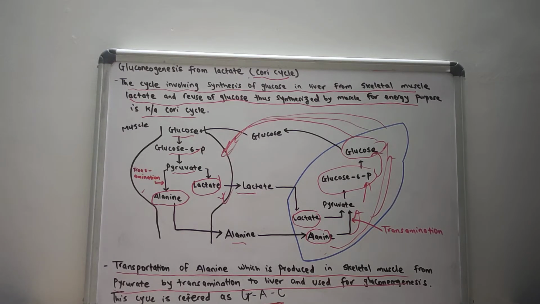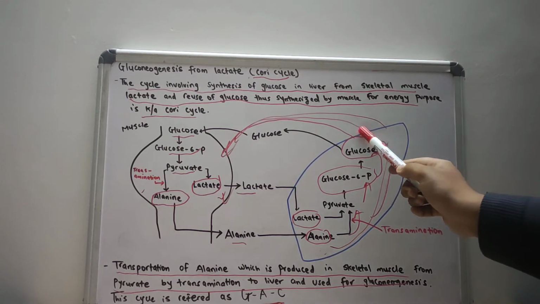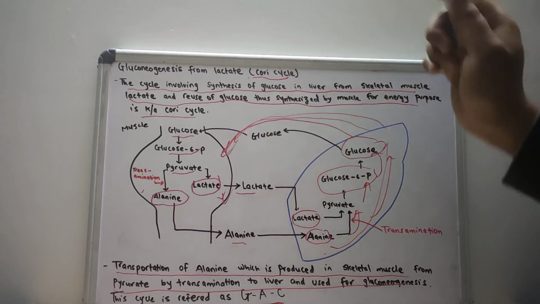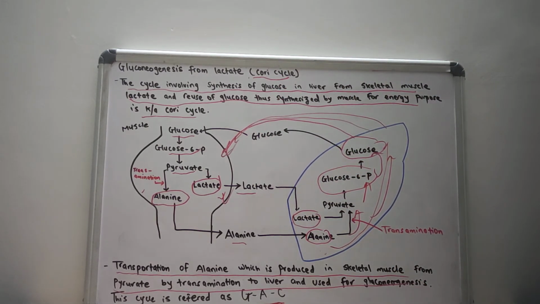It basically involves gluconeogenesis from lactate, which is the Cori cycle, and gluconeogenesis from alanine, which is the glucose alanine cycle. It basically helps to generate the glucose molecule from those two non-carbohydrate substrates, and that glucose produced in the liver can be reutilized by the skeletal muscle. So this is the concept of the Cori cycle and glucose alanine cycle.